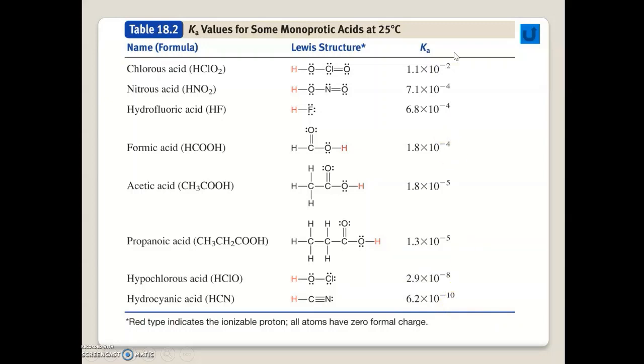Remember, Ka is actually derived from the Kc expression, but since this reaction specifically is the acid dissociation process, we don't call it Kc. It is Ka, and it stands for the acid dissociation constant.